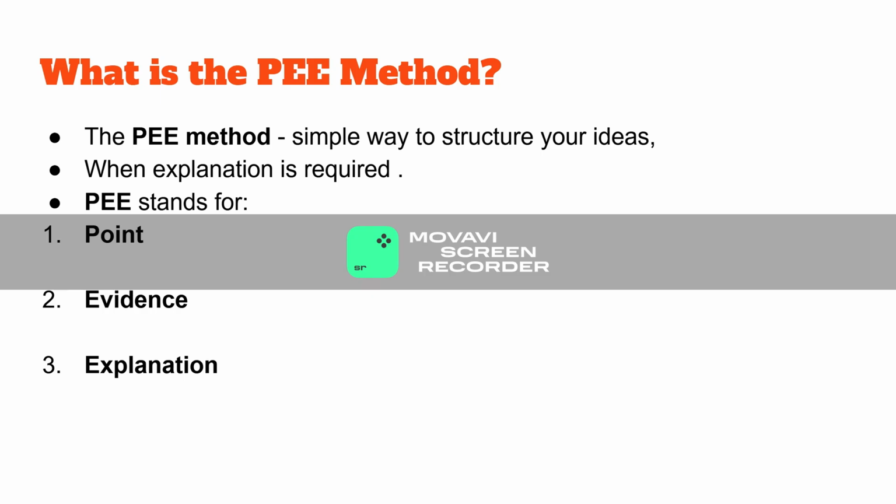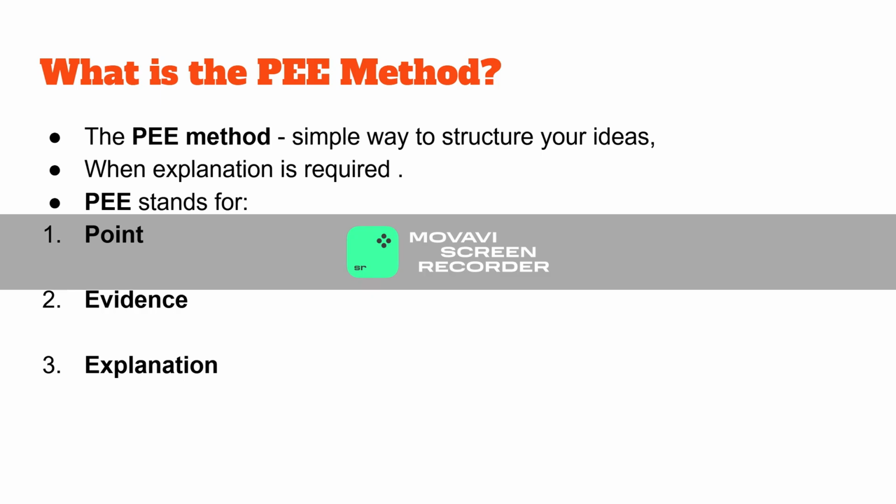Now let's look at what the PEE method is. The PEE method is a simple way to structure your ideas, especially when you need to explain something clearly. PEE stands for point, evidence, explanation. Each part is like a building block that helps you explain your ideas in a clear, logical way. Let's break it down step by step.